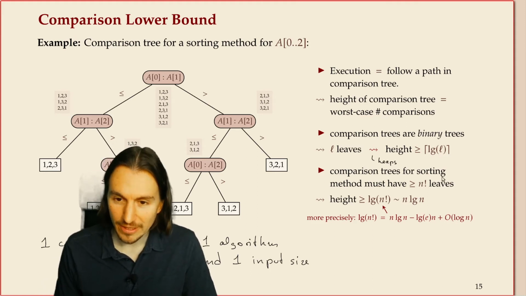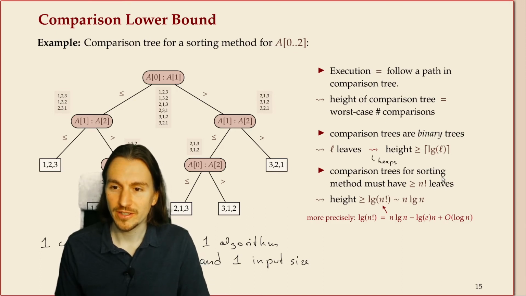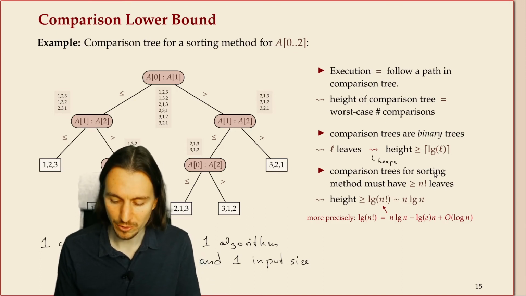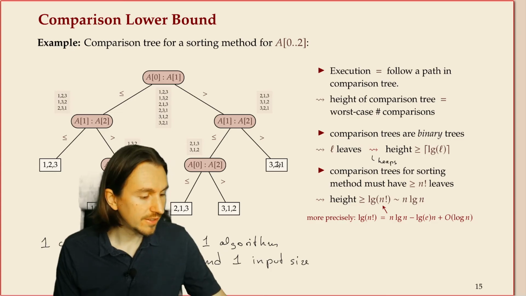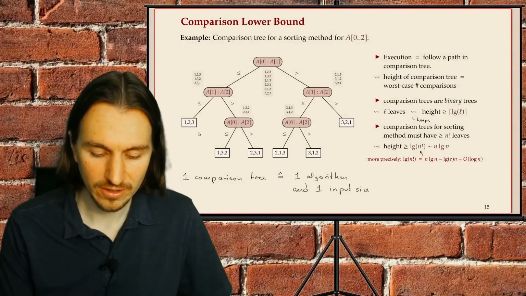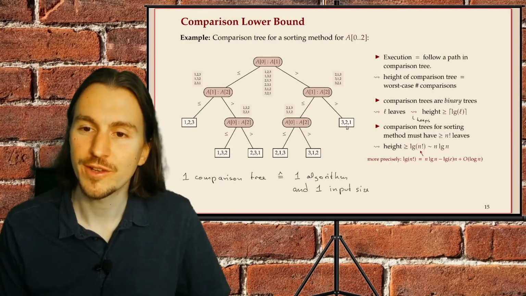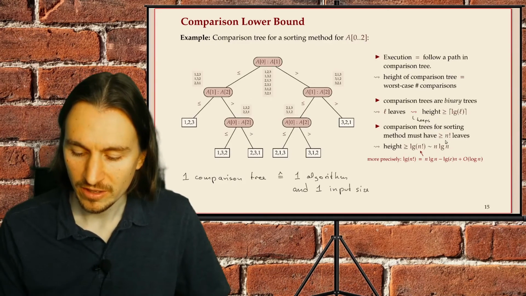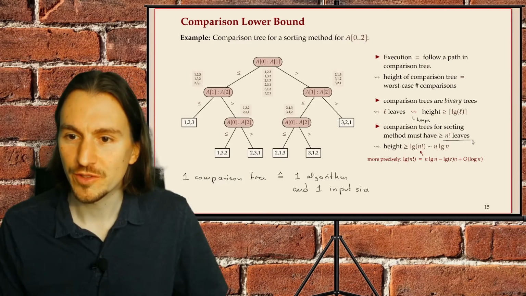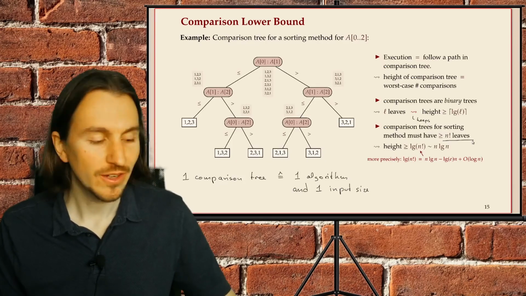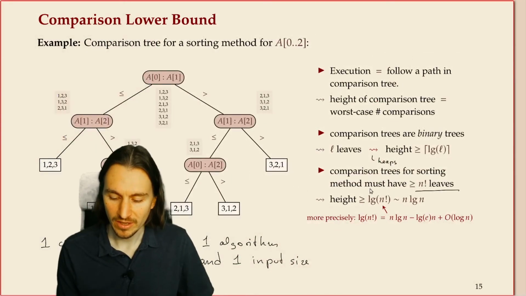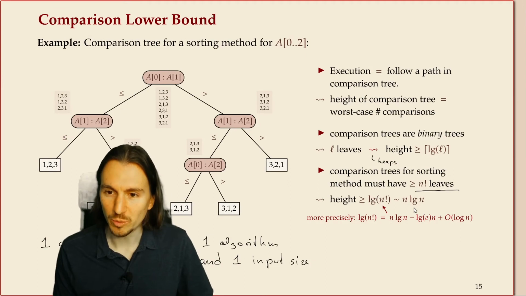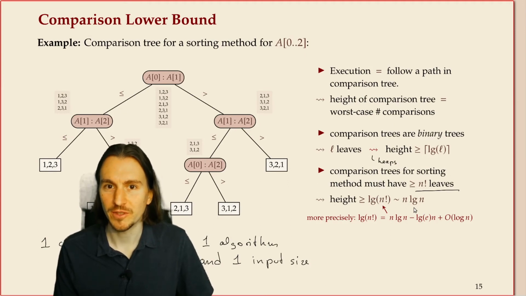And finally, the last observation is, if you want a comparison tree for sorting, then you need all the permutations that are possible for an input to be in as leaves. That is n factorial leaves. And so the height is this log of n factorial, which is asymptotically equivalent to n log n. Okay?